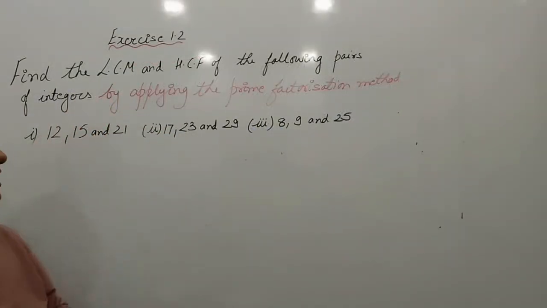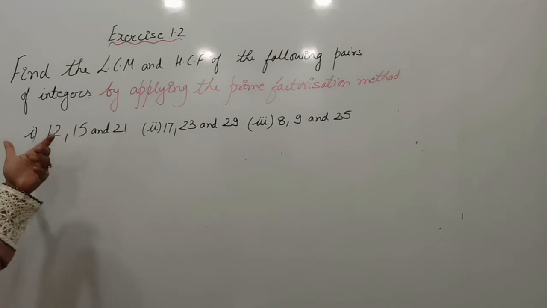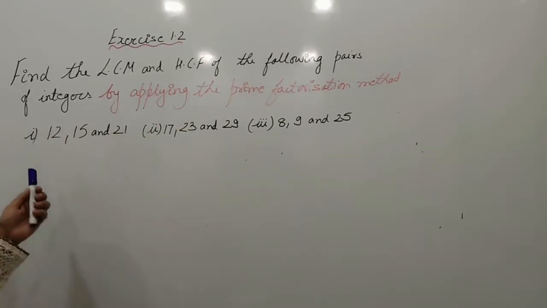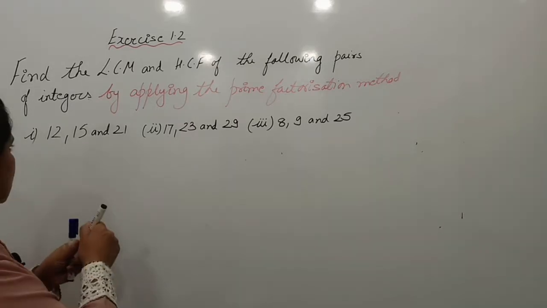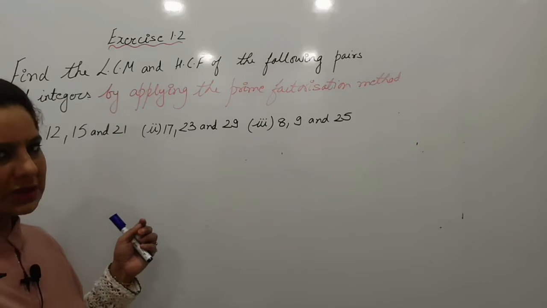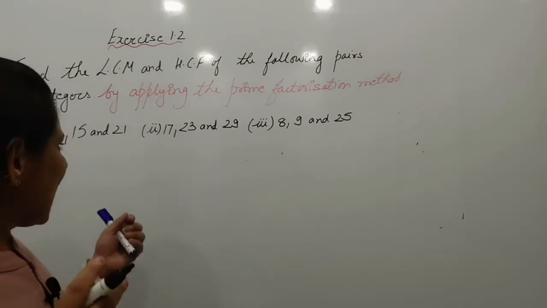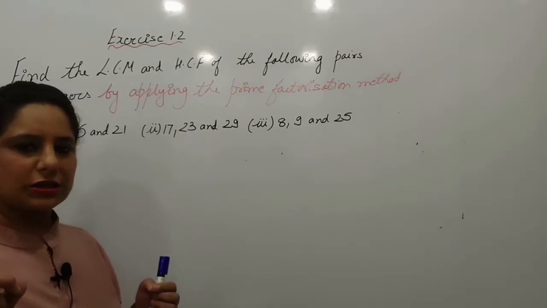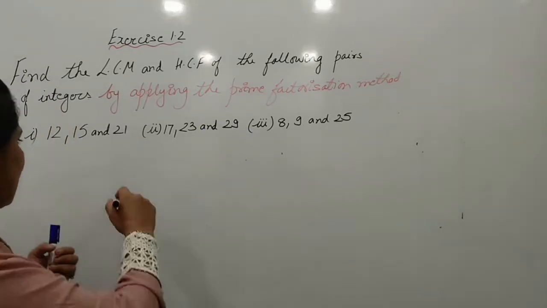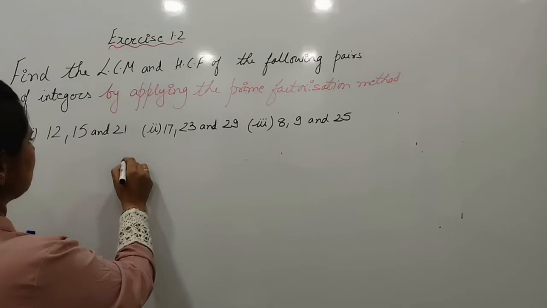Find the HCF and LCM of the following pairs of integers by applying the prime factorization method. So now let's move to the first part. In the last question, you saw that we found the HCF and LCM of two numbers, and the only change in this question is here we have 3 numbers. So doesn't matter, we'll start with the first one.